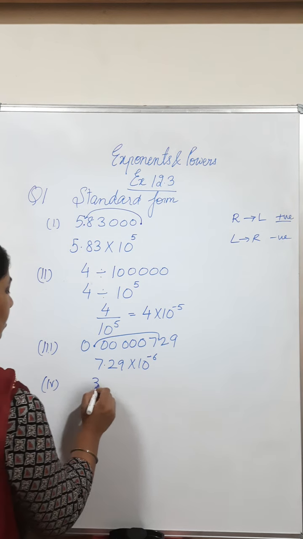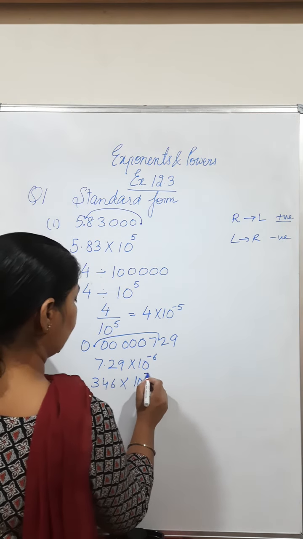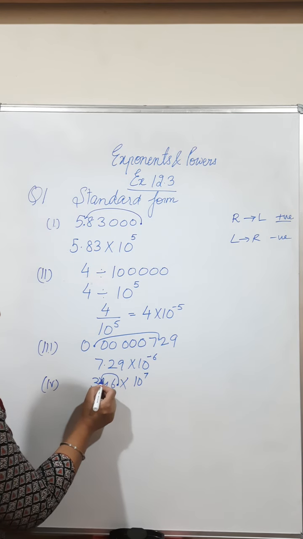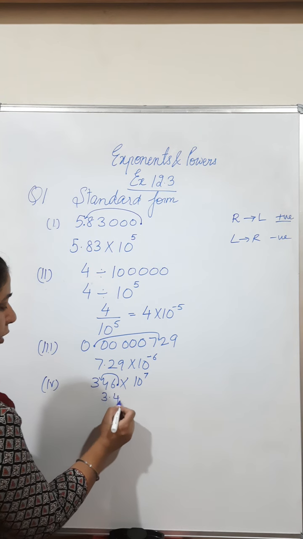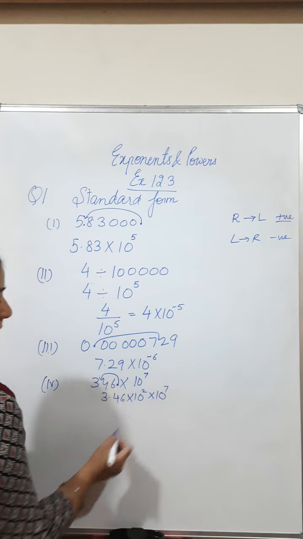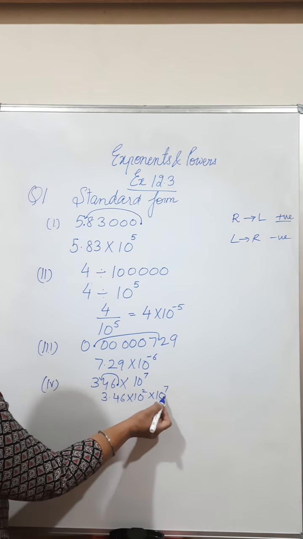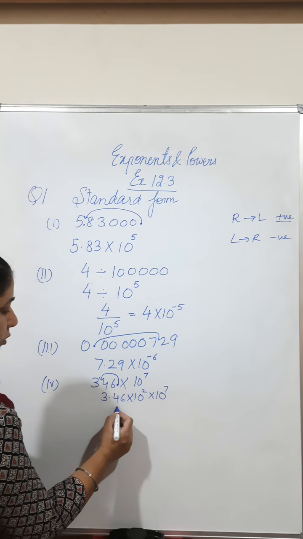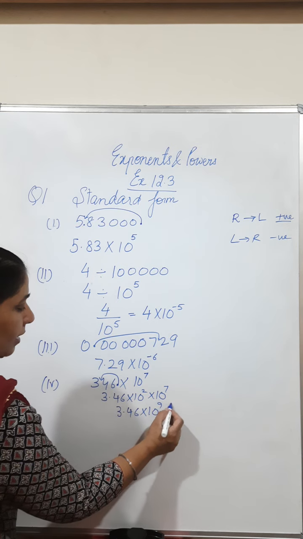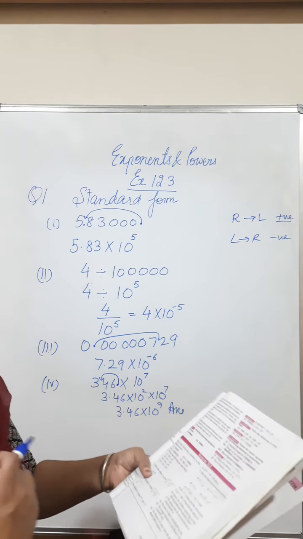Similarly, fourth question, 346 into 10 raised to power 7. Now in 346 the decimal is here. You are shifting it 2 places to this side. So it will be 3.46 into 10 raised to power 2 multiplied by 10 raised to power 7. Now see beta, 10 raised to power 2 and 10 raised to power 7. The bases are same and the powers will get added. So it will be 3.46 into 10 raised to power 9 and this is the answer. Hope you are clear with the first question.